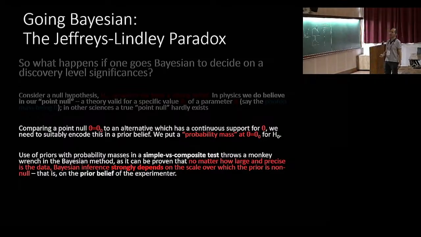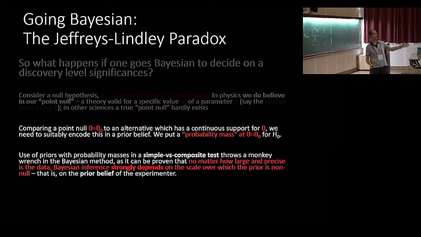And the use of priors with probability masses in simple versus composite tests like this setup throws a monkey wrench in the calculation of the Bayesian method. Because no matter how large and precise the data is, so now you collect more and more data and do the hypothesis test, in the limit of infinite data, you reason, oh, but if I have infinite data, it doesn't matter what prior I chose, right? Because the prior is subjective, but I can exchange one prior for the other. I let the likelihood speak. In the limit of infinite statistics, it's the likelihood that counts. When I multiply the likelihood by the prior, no. In this kind of setup, no matter how large the data is, Bayesian inference will depend on your prior, terribly depend on your prior.